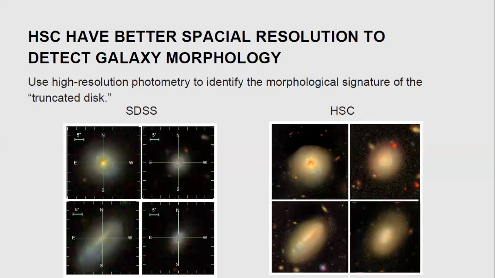Then, our solution is to come back to photometry using Hyper Suprime-Cam, because we have a better spatial resolution to detect the galaxy morphology. Previous work was done using SDSS, but we propose using Hyper Suprime-Cam. As you can see, there is a clear difference between the resolution of the images.